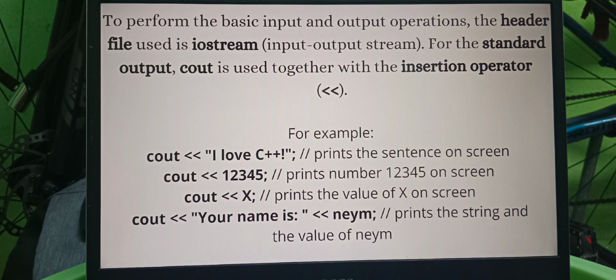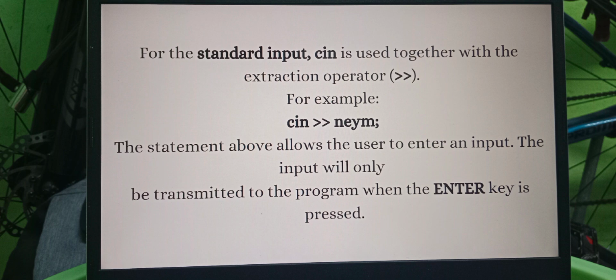To perform the basic input and output operations, the header file used is iostream. For the standard output, cout is used together with the insertion operator. For example, for the standard input, cin is used together with the extraction operator. For example, the statement above allows the user to enter an input. The input will only be transmitted to the program when the enter key is pressed.